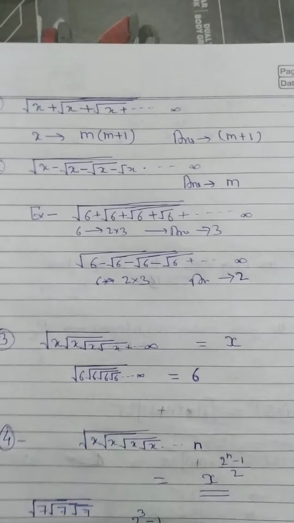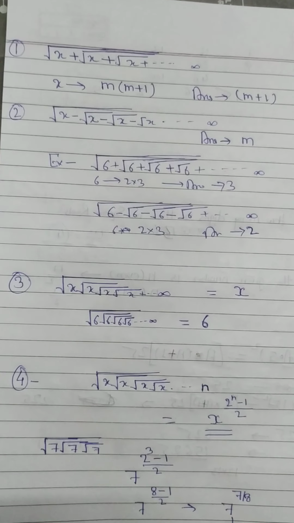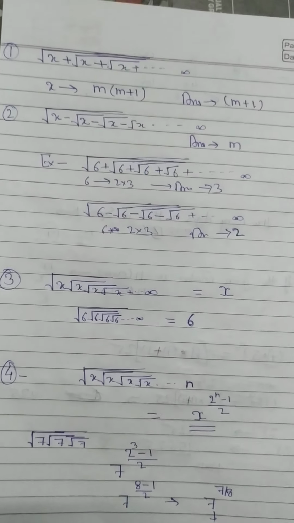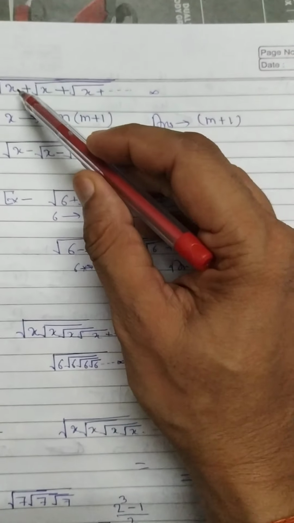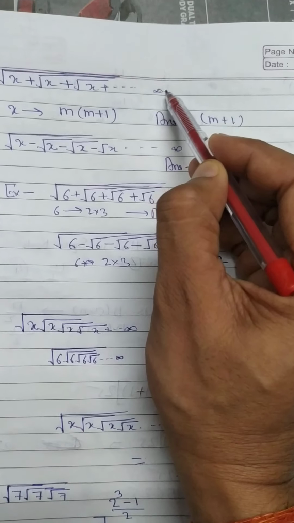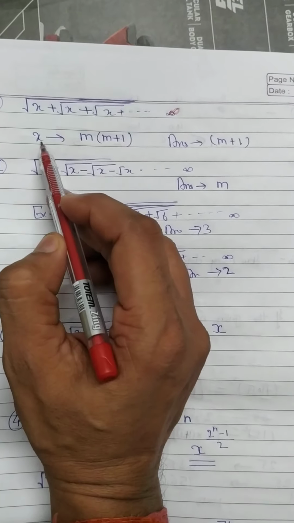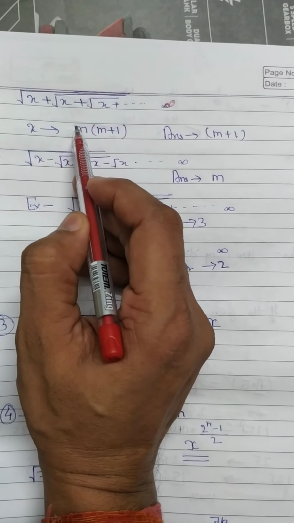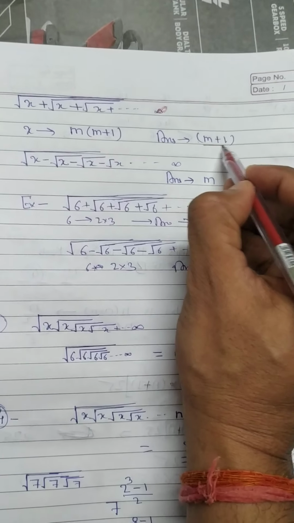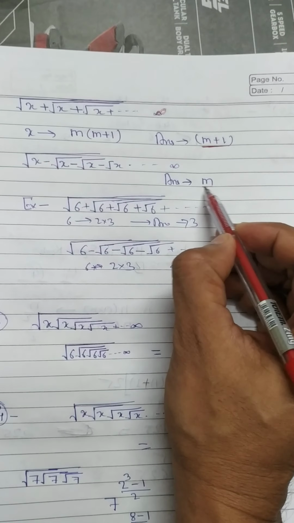Now maximum questions they are asking are of this type: find out the value of x. The same way, just practice. If they are given under root x plus under root x plus under root x, dot dot infinity, meaning so many times, then what is the factor of x? If the factor is m into m plus 1, then if the sign is positive, the value is the higher one, m plus 1. If the sign is negative, the value is the lower one, only m.